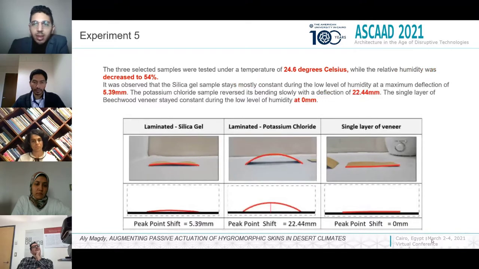After a long time, and after decreasing the relative humidity to 54% and temperature to 24.6 degrees, the silica gel retained its constant shape, but the potassium chloride sample reversed and bent slowly with a deflection of 22.44, and the peach veneer layer stayed constant as it was.